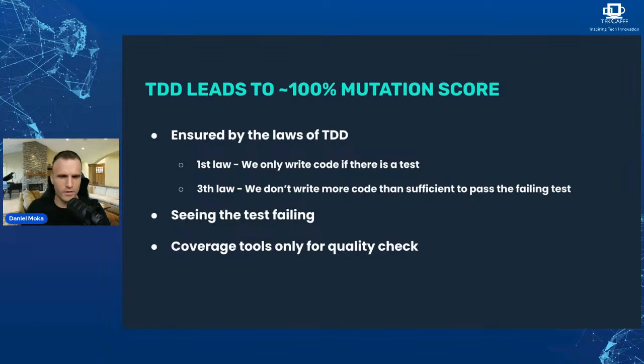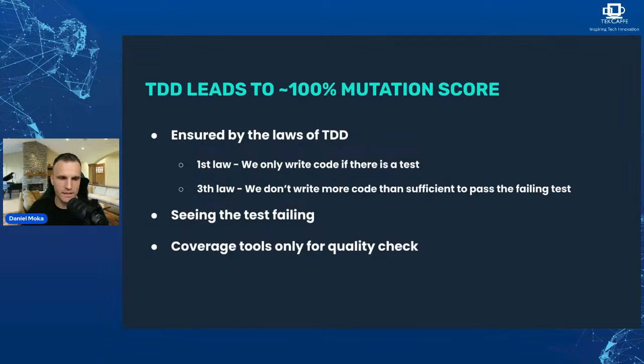So TDD leads to 100% mutation score, ensured by the laws of TDD. The first law: we only write code if there is a test for it. And the third law ensures that we don't write more code than is sufficient to pass the failing test. So these two laws help us to write code which is really covered by our tests.